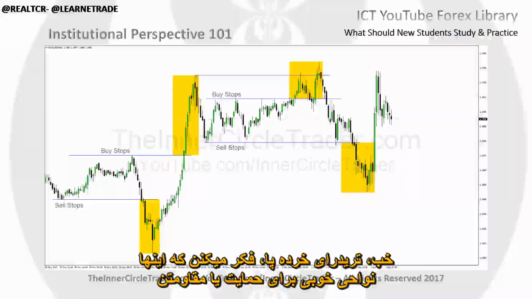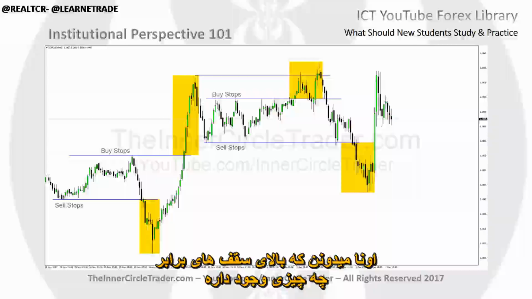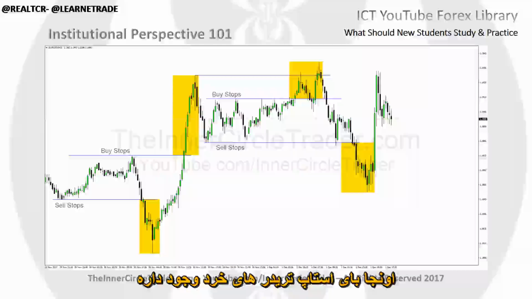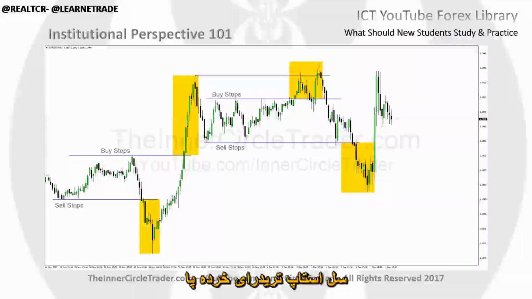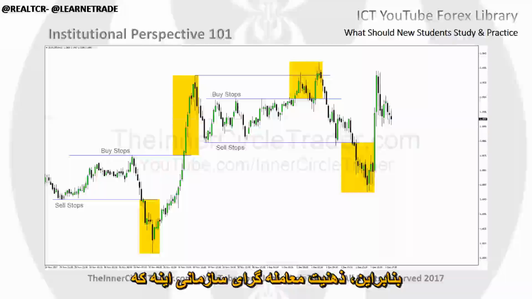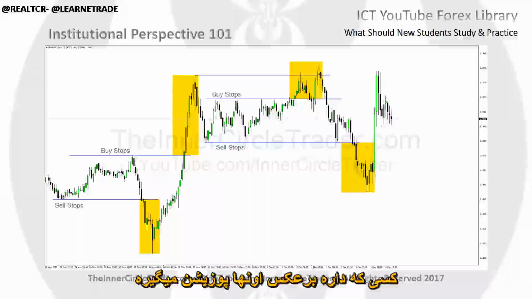Now, retail circles will teach that these are good areas to trade off of as support and resistance. Institutional-minded traders think entirely different. They know what's sitting above those equal highs: traders' buy stops. And they know what's residing below the equal lows: traders' sell stops. So the way the institutional mindset looks at price action, they're looking for counterparties. They're looking for the opposite side of their trade.